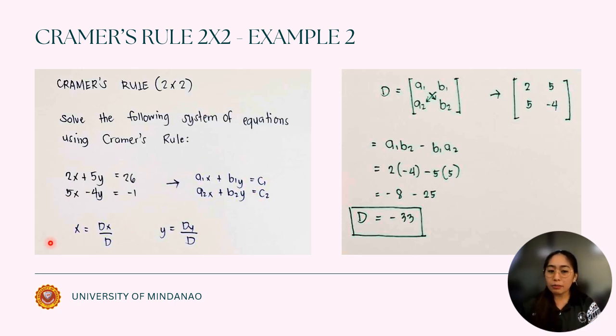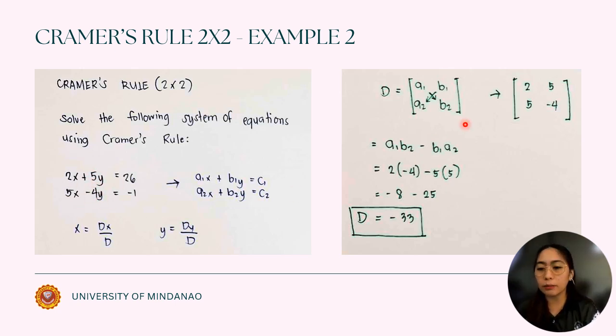Again, remember that in solving the x and y solutions, the formulas are the following. First we need to solve the d so that we can know that it has unique solutions. So d again is the a and the b variables of our coefficient matrix. We will just cross multiply them. What are the a sub 1 and a sub 2? That's 2 and 5 based on the equations provided. What are our b variables? That's 5 and -4 based on the equations here.